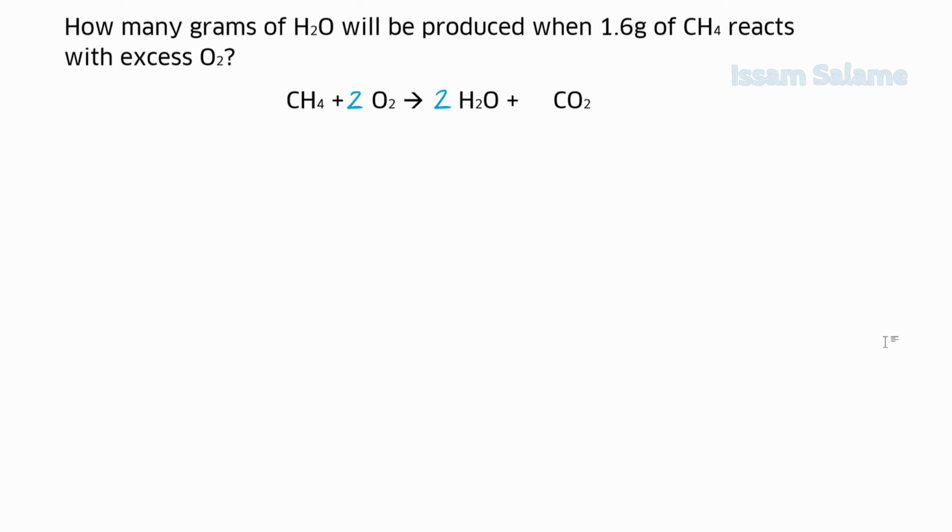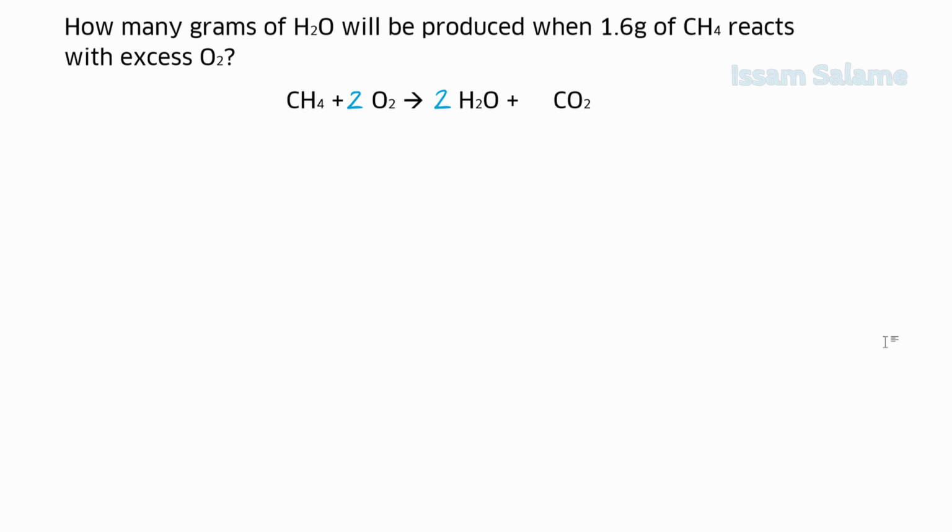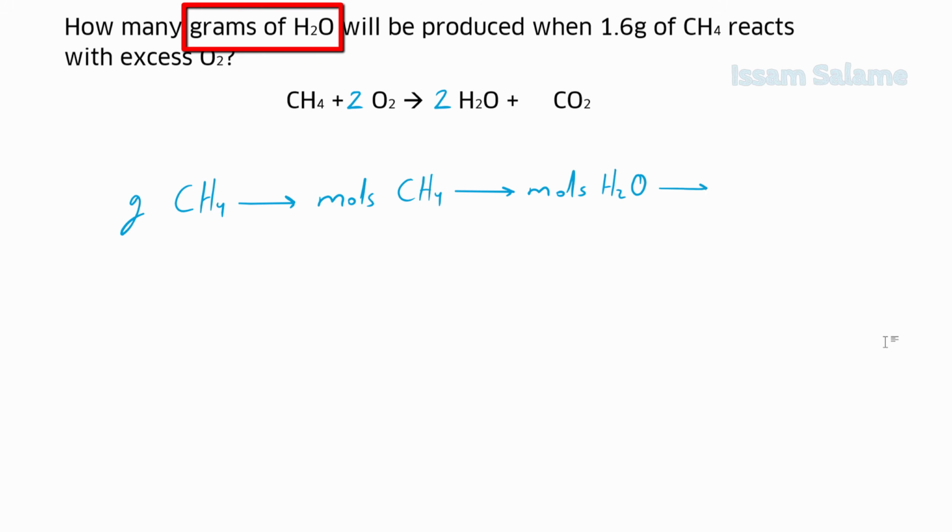And as I mentioned in the previous video, balanced chemical equations in stoichiometry problems work like a recipe. It shows the mole proportions between reactants and products, which means that here 1 mole of methane reacts with 2 moles of oxygen to produce 2 moles of water and 1 mole of carbon dioxide. So from the balanced chemical equation, we can have a relation between the moles of the reactants and the moles of the products. So we start with the given quantity, which is 1.6 grams of methane. We convert it to moles of methane, then moles of water, then the quantity that we want, which is grams of water.